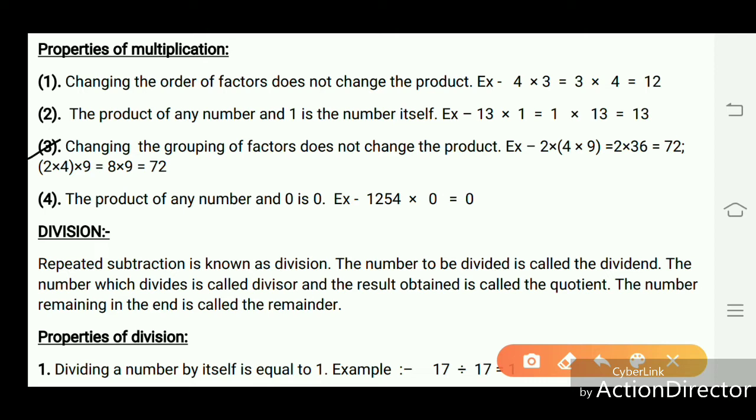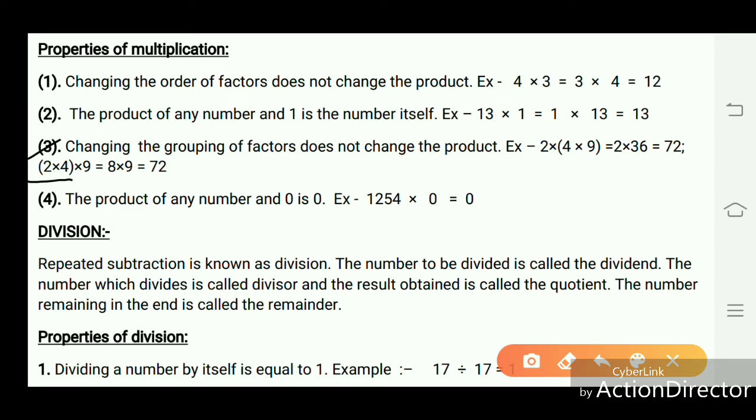Property number 3, changing the grouping of factors does not change the product. Example, here we have 3 numbers 2, 4 and 9. So we make the group of 4 and 9. 4 9s are 36 and then we multiply by 2, it gives product 72.